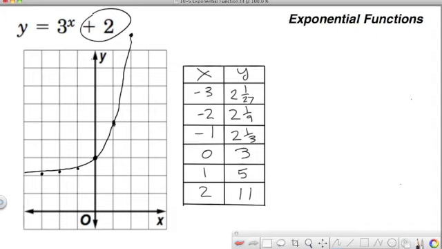Now, we can go ahead and see that the y-intercept crosses at 3 right here, but to be more exact, we know that the y-intercept is when x equals 0. So right here we see x equals 0, so the y-intercept is 3.